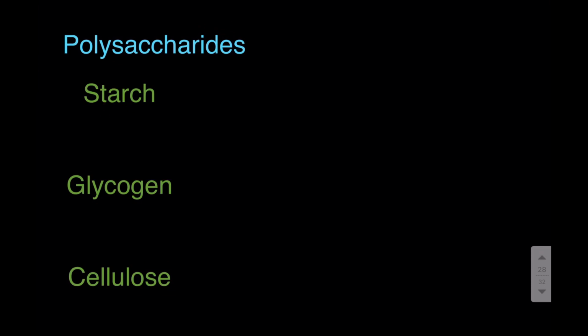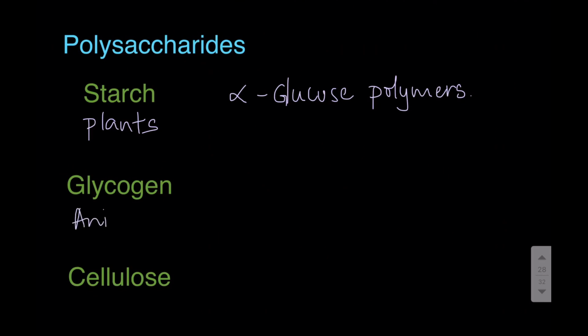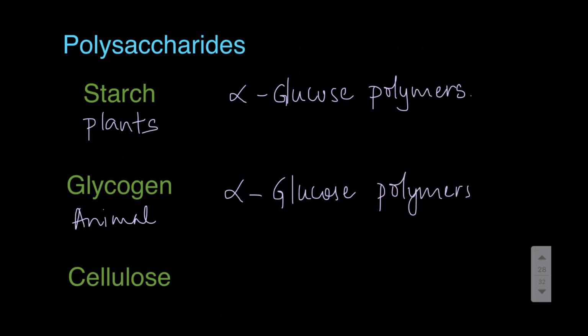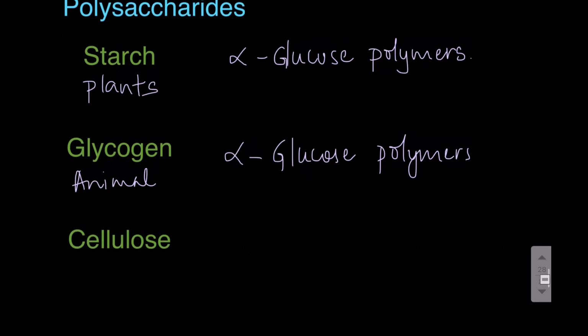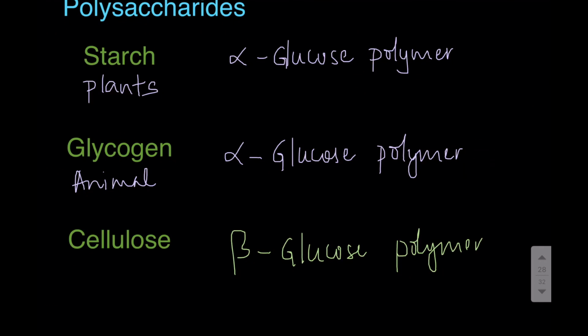Polysaccharides is the last category, and the 3 important ones in here are starch, glycogen, and cellulose. Starch is a plant storage polysaccharide that consists of alpha glucose units, and it consists of linear chain and branched chain. Glycogen is an animal storage polysaccharide which also consists of alpha glucose units, but it's heavily branched compared to starch. Finally, we have cellulose, which is a structural polysaccharide. This consists of beta glucose units. So structurally it is different, although it contains glucose, but it's a different isomer form of glucose.